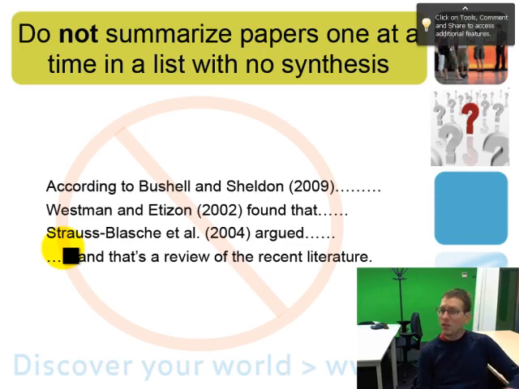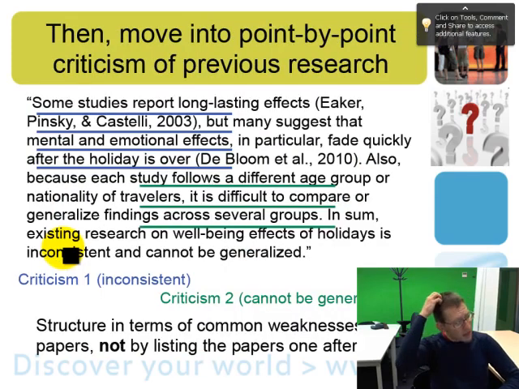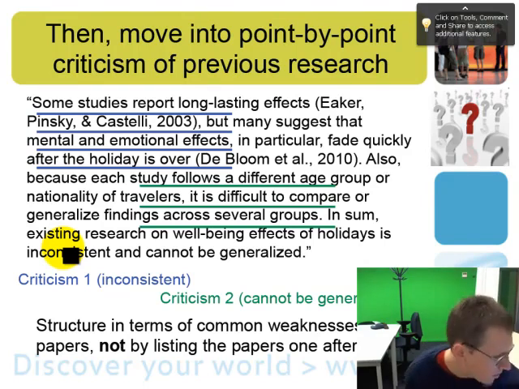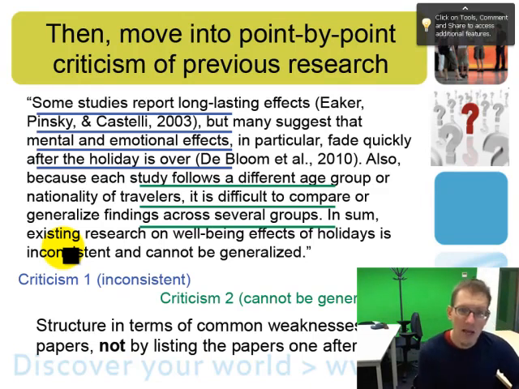Now, in my literature reviews, I usually synthesize first and then criticize. Criticism is clearest when structured as a number of points or weaknesses that all the papers share. So again, you don't go one paper at a time, you go one criticism or point of weakness at a time. What I wrote about tourism and health was that all these different studies seem to be really inconsistent and that they can't be generalized.